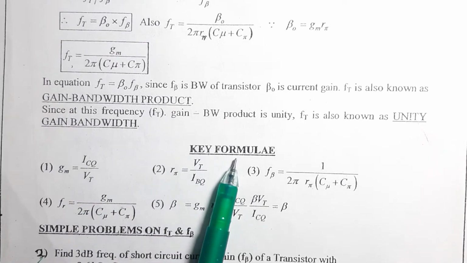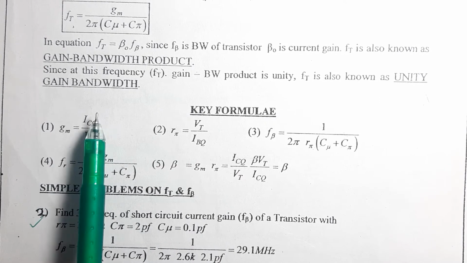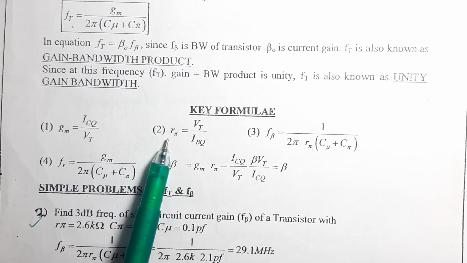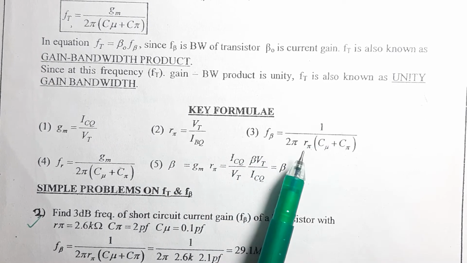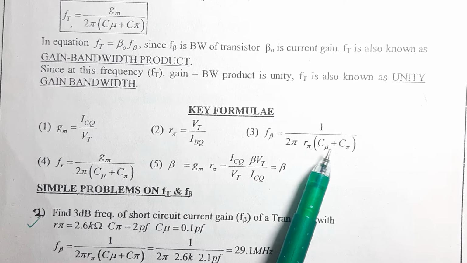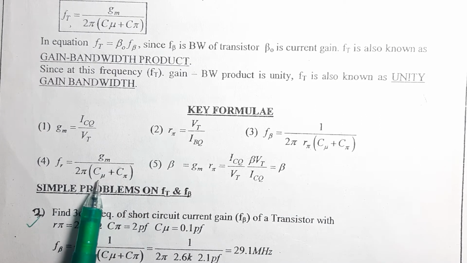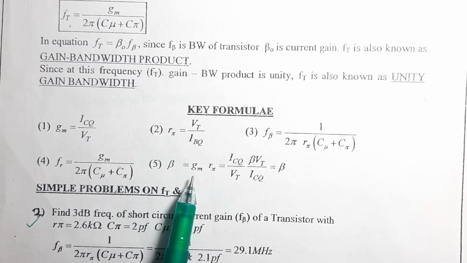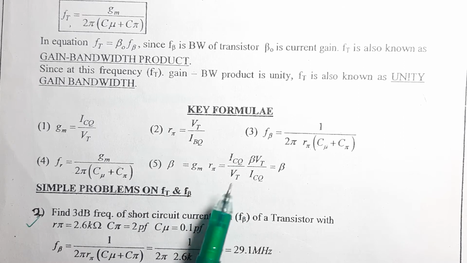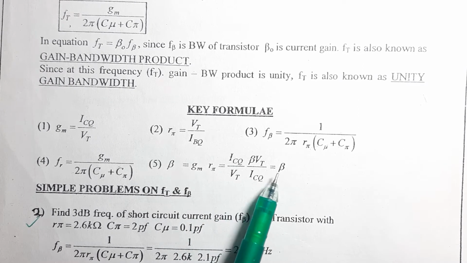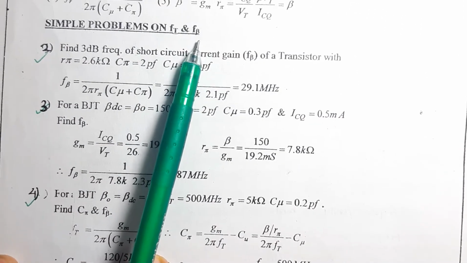Now the key formulas that we have derived up to this point are mentioned here. gm is equal to ICQ upon VT, r pi is equal to VT by IBQ, f beta is equal to 1 upon 2 pi r pi (C mu plus C pi), fT is equal to gm upon 2 pi (C mu plus C pi), and beta is equal to gm into r pi, which is equal to ICQ by VT into beta VT by ICQ, which is equal to beta. Now some simple problems on fT and f beta are mentioned here.